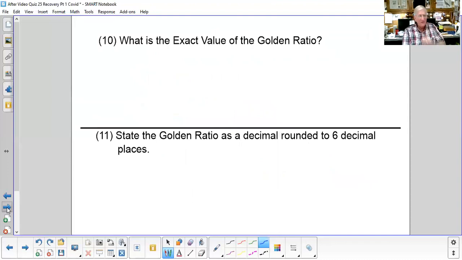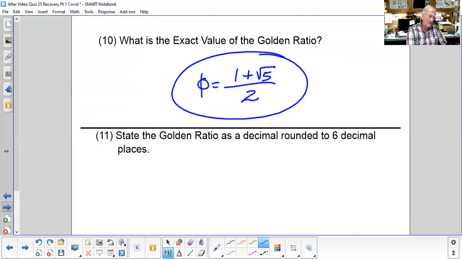Okay, what is the exact value of the golden ratio? It is phi equals 1 plus the square root of 5 all over 2. You noticed that was on the first test, right? I told you it was going to be there. State the golden ratio as a decimal rounded to 6 decimal places. You could work this out on your calculator, but it comes out 1.6180339. So rounding it, it's 0.34. If you left it 3.3, I'd probably count it right, but it's not really correct. It should be 3.4.